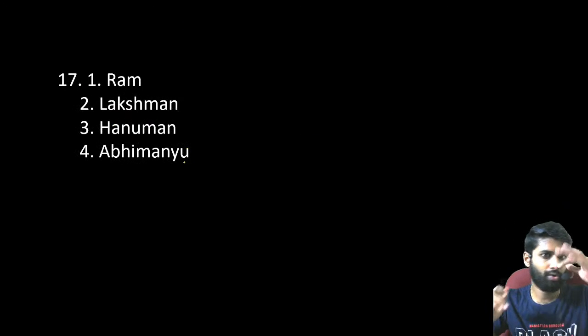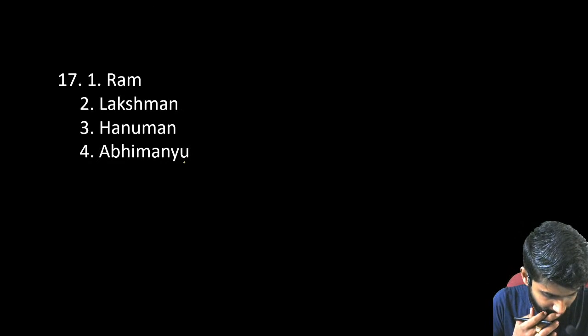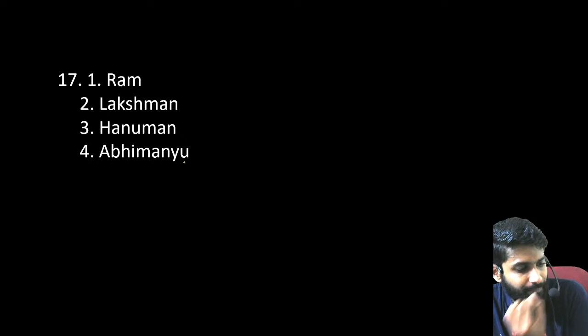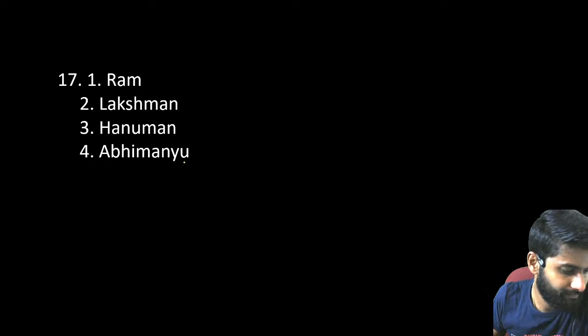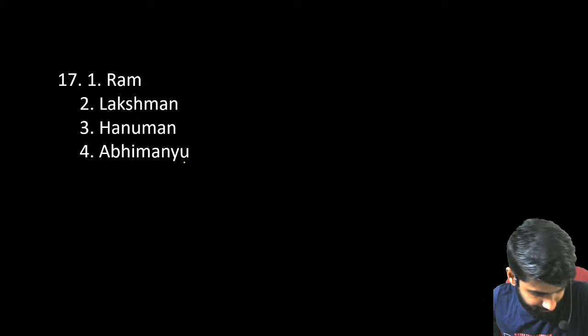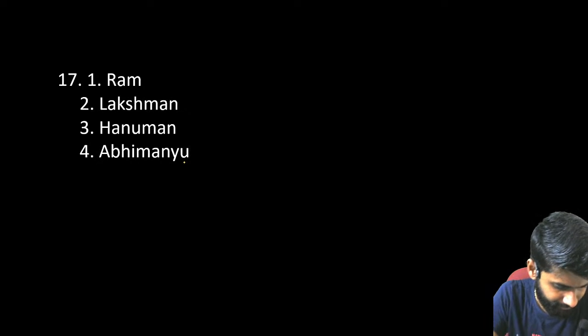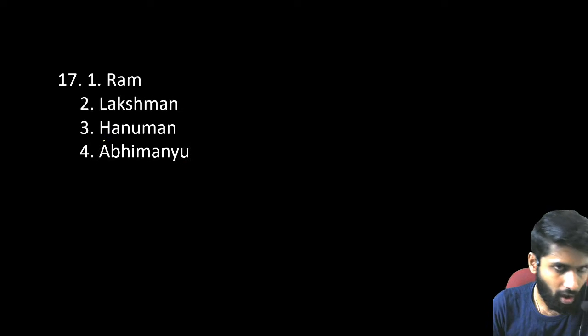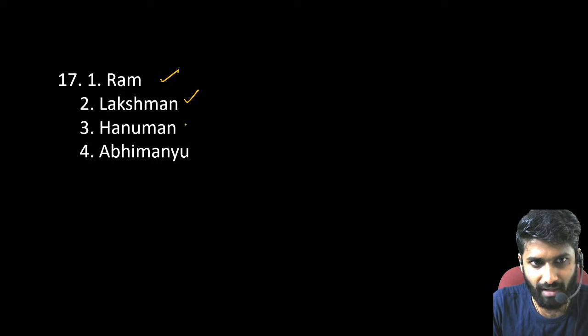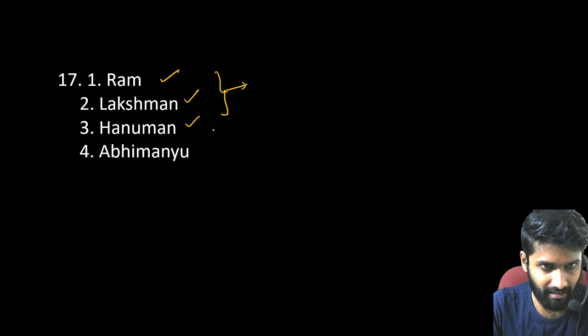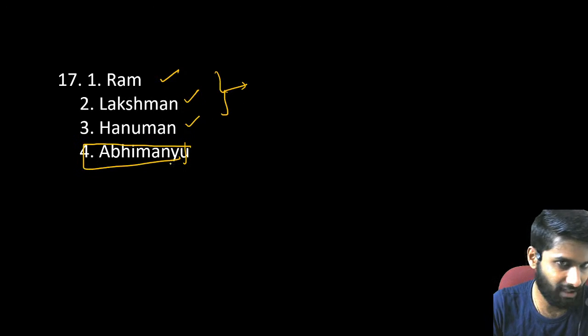Next, Ram, Lakshman, Hanuman, and Abhimanyu. Which one is completely the odd one out? Now see which one is the odd one out. It's not the wrong one, it's which one is completely different. Fourth one, yes. Why? Because Ram, Lakshman, Hanuman are all related to the Ramayana. Abhimanyu is related to the Mahabharat. The character of this person is a Mahabharat character. That's why this is completely different.